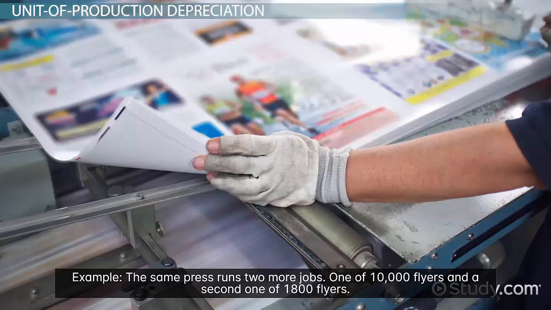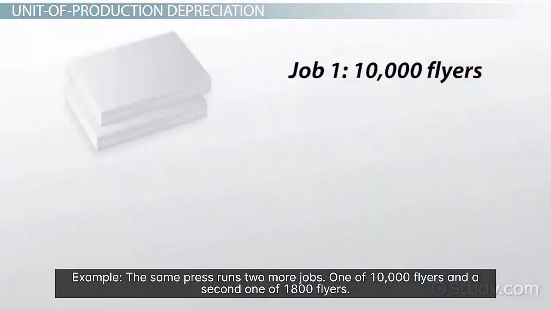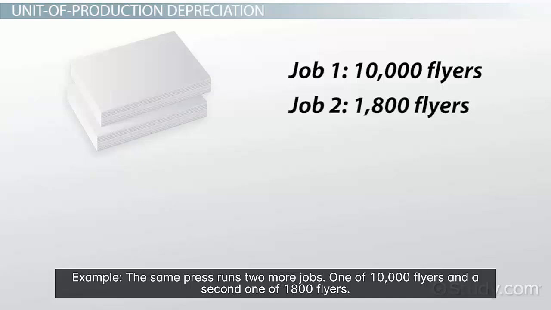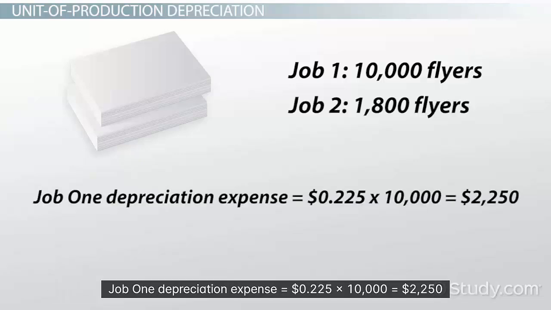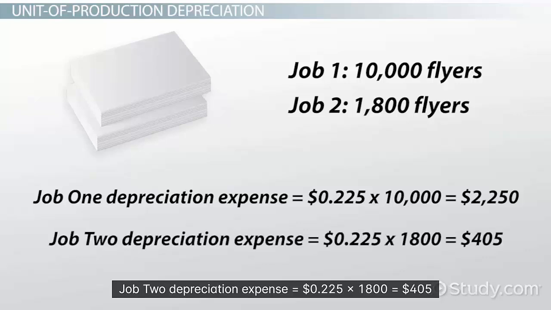Once you've figured out the per unit depreciation, you can apply it to future output runs. Example, the same press runs 2 more jobs, one of 10,000 flyers and a second one of 1,800 flyers. Job 1 depreciation expense equals $0.225 times 10,000 equals $2,250. Job 2 depreciation expense equals $0.225 times 1,800 equals $405.